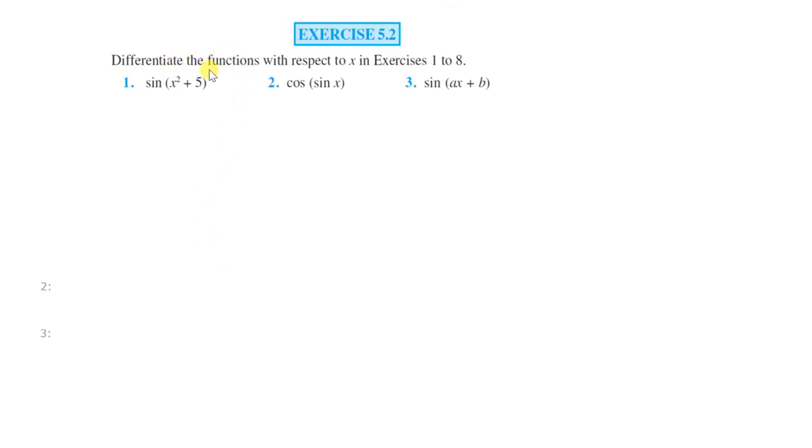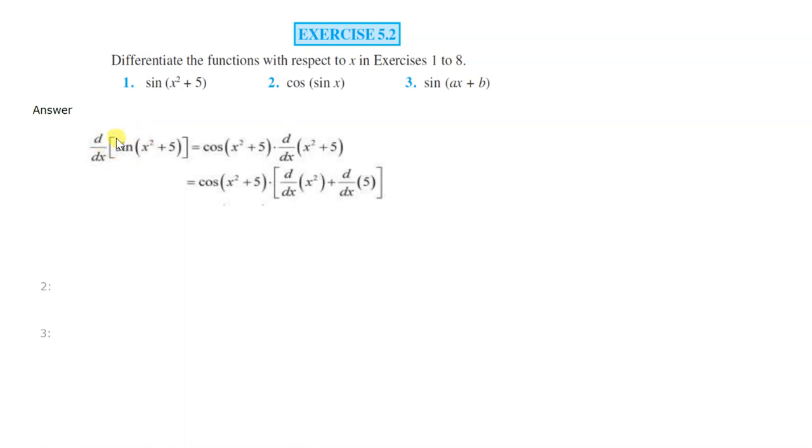The first question is: differentiate the function sine of x square plus 5 with respect to x. Here we have to use the chain rule because one function is the sine function and this can be taken as the other function. So we find its differentiation using the chain rule.